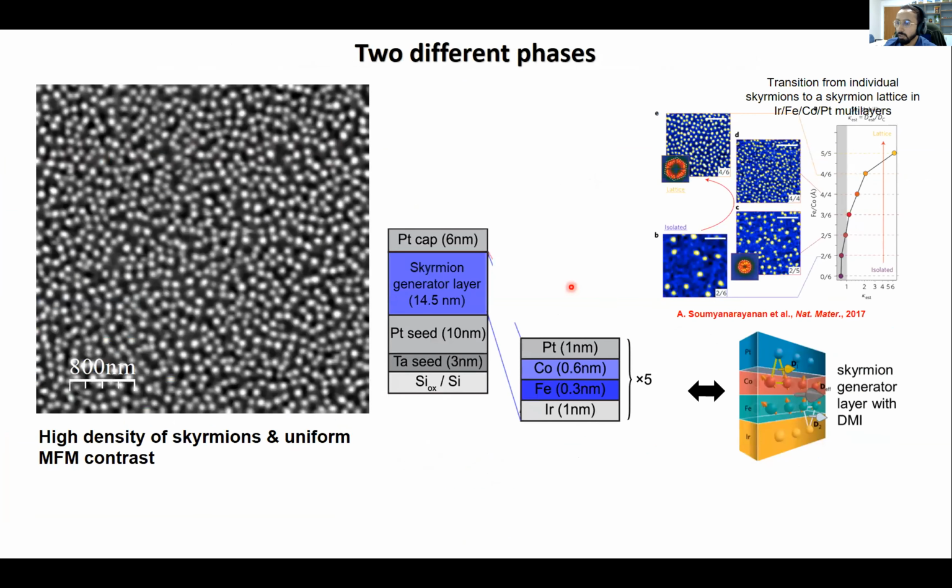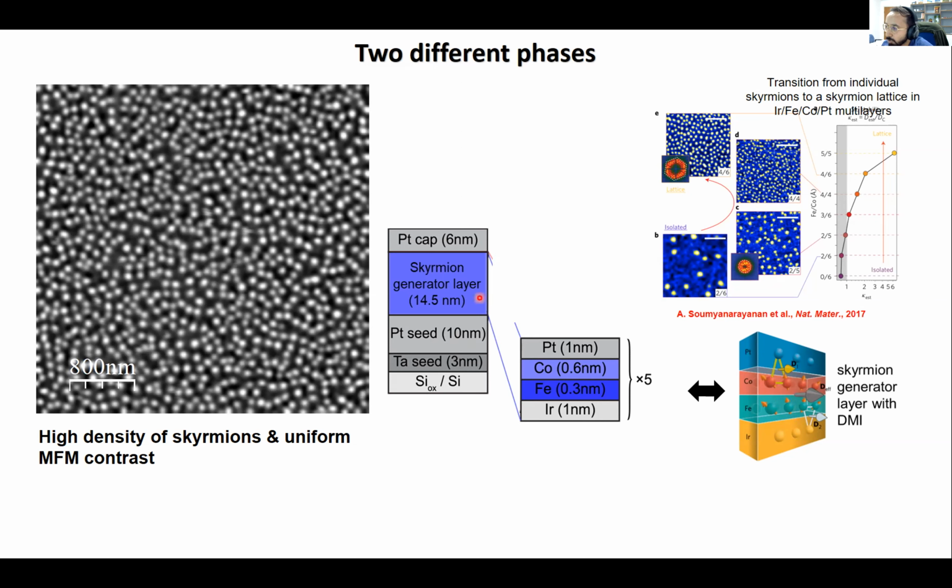Now, I have already shown this work of 2017 in a ferromagnetic material. On the top, this is the work on a ferromagnetic material, an iron cobalt multilayer, and you can see this skyrmion lattice that was generated. And this is the structure that was there: platinum, cobalt, iron, and iridium, and this was repeated 20 times. And the two DMIs at the two different interfaces stabilize the skyrmions here.